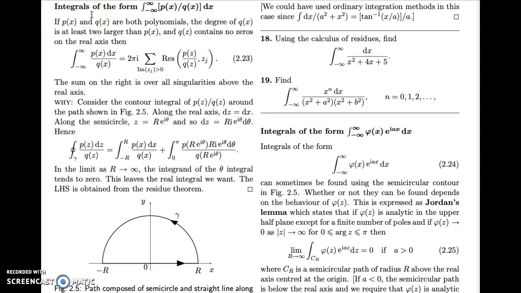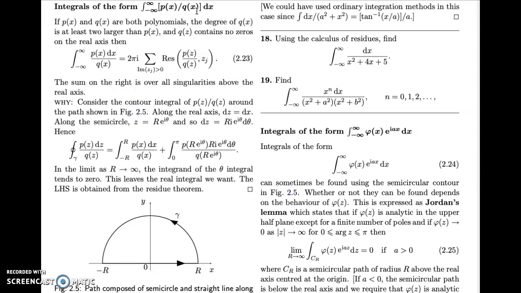Okay, so the first type of integral we're going to look at, quite a general looking expression. P and Q are both polynomials in x. The important thing is that the degree of Q has to be at least 2 larger than the degree of P. And also Q shouldn't contain any zeros on the real axis.